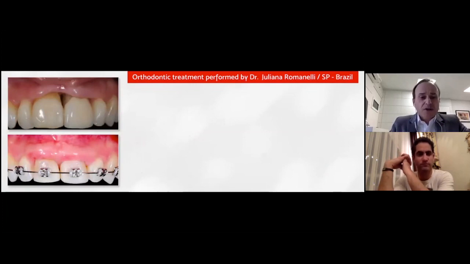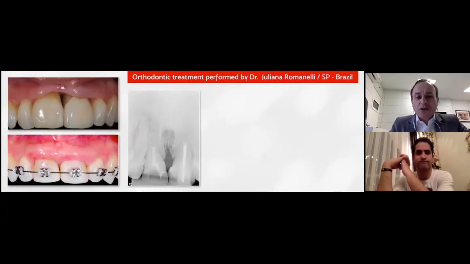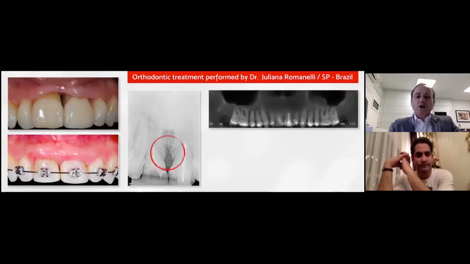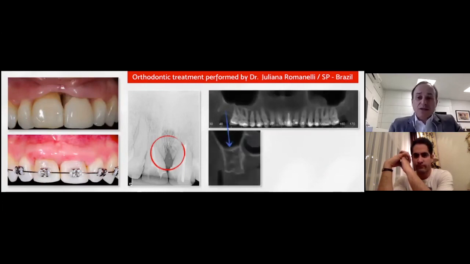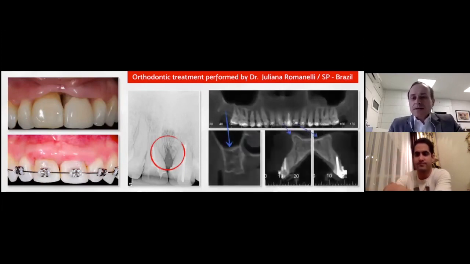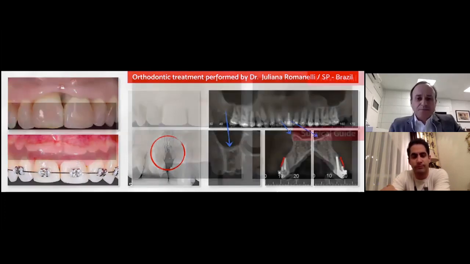The orthodontic treatment lasted 1.5 years, but we still have the crestal bone deficiency between these two teeth. And despite having a good amount of available bone in both tuberosities, as you can see through this image, the patient completely lost the walls in both central incisors, number 11 and number 21.